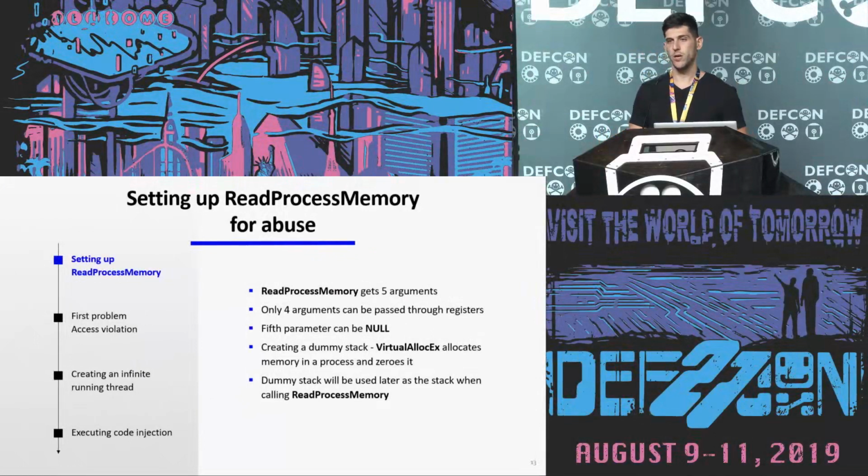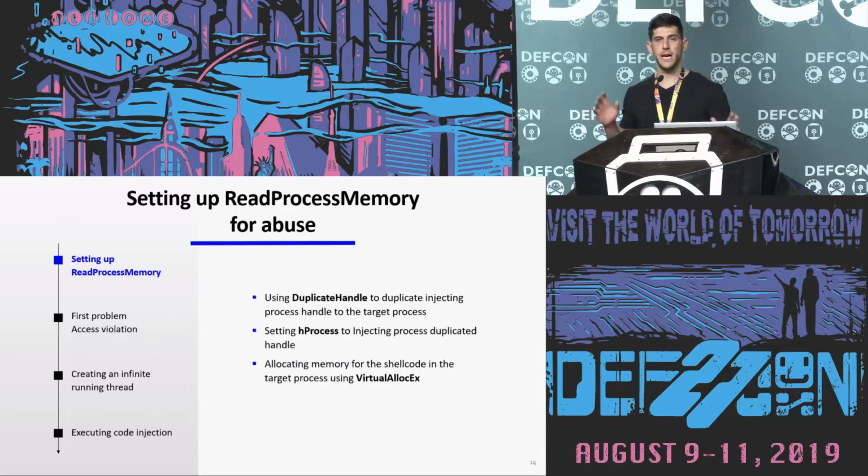Okay, as I showed you earlier, it gets 5 arguments. And as I already told you, we can only pass 4 arguments using the registers. Now, lucky for us, the 5th parameter can be null, then it is ignored. And more lucky for us, if you use VirtualAllocEx, the allocated memory is going to be all zeroed out. So we can create a dummy stack that is going to contain the 5th argument. So this is good for us.